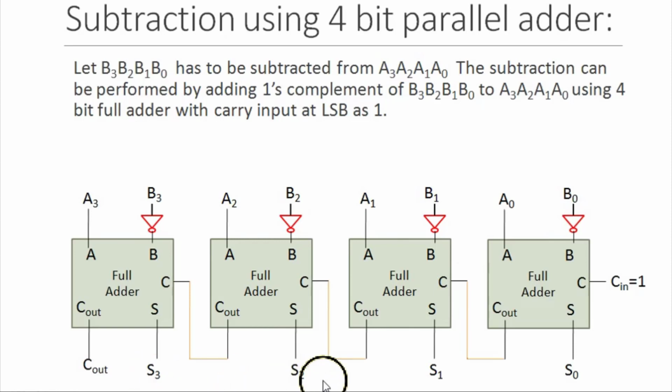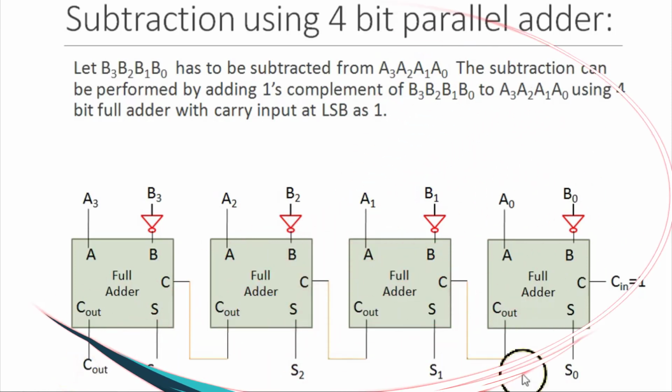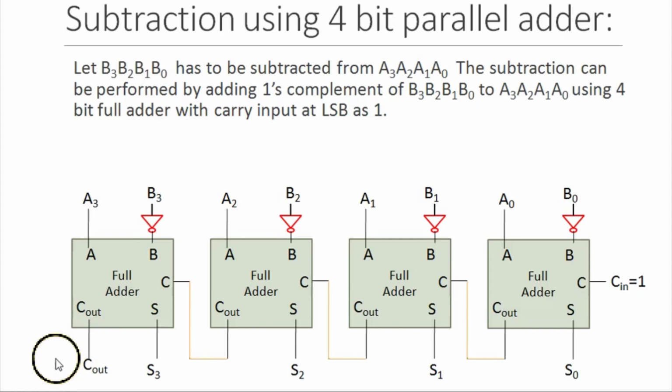The output S3, S2, S1 and S0 is the sum output of this addition problem and Cout is the carry. And the result is shown in 2's complement form.